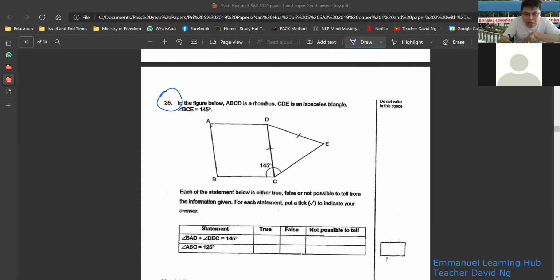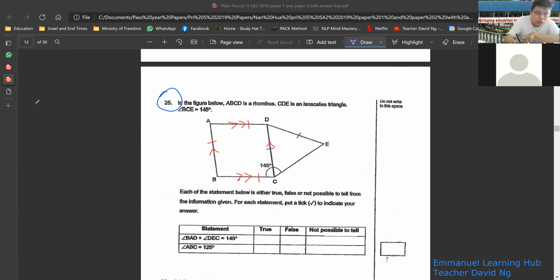Okay, it says that in the figure below, ABCD is a rhombus. So how does a rhombus behave? A rhombus behaves in such a way that your AD is parallel to your BC, and your AB is parallel to your DC. And they are not just parallel, the length is the same. AD is the same length as your DC, as your CB, as your AB. So this is what a rhombus looks like.